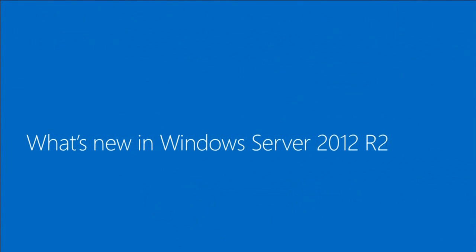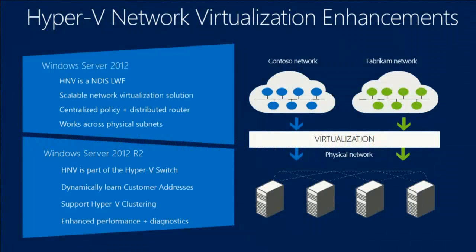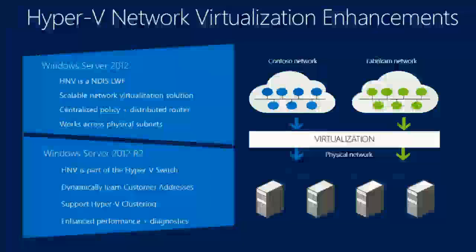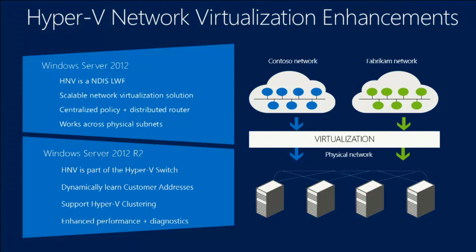So now I want to talk about what's new. With all the concepts and the overview, let's see what's new in 2012 R2. First, let's take a look at what's actually in 2012. In 2012, HNV essentially is just a lightweight filter, an NDIS lightweight filter. If you are not familiar with the terminology, that's fine. Just think of HNV as a component that is outside the Hyper-V switch. Sorry, it's not part of the Hyper-V switch.